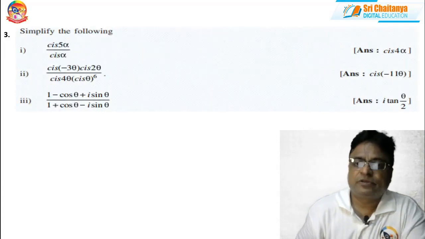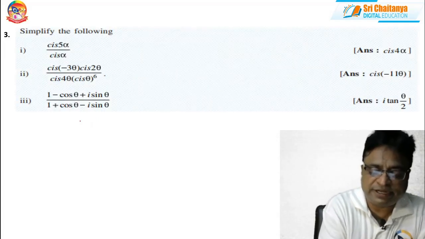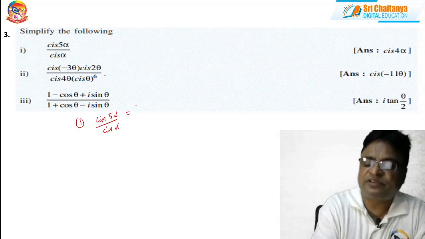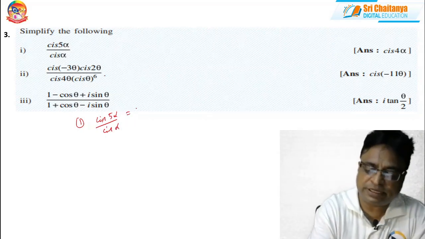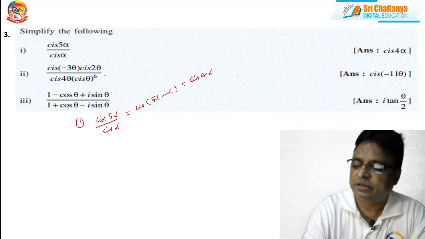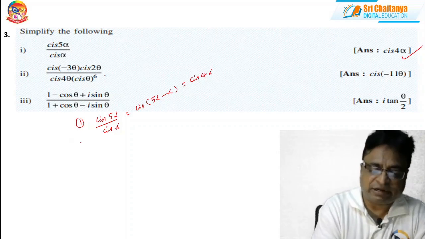Simplify the following. So first question is what? Cis 5 alpha by cis alpha. What is the property? Cis alpha by cis beta is cis of alpha minus beta. So this is cis of 5 alpha minus alpha. That is cis 4 alpha. I got it. Second question.